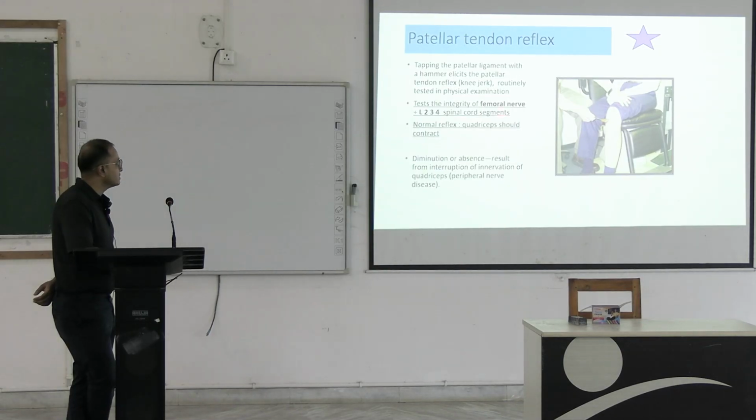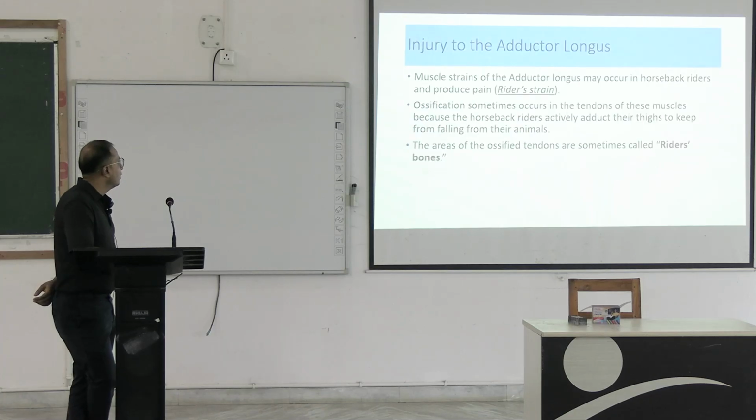And these muscles are supplied by the femoral nerve. The femoral nerve has a root value of L2, L3, L4. That means if the knee jerk is perfectly elicited, the nerve supplying these muscles, the femoral nerve, and the segments of the spinal cord it comes from, L2, L3 and L4, are perfectly fine and working well.